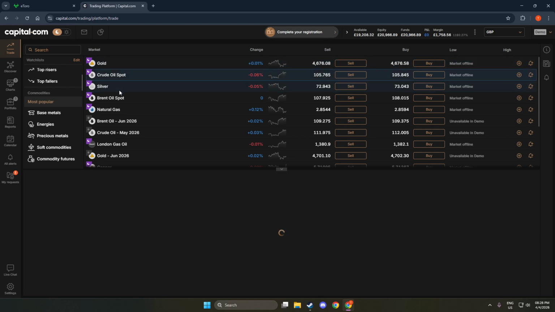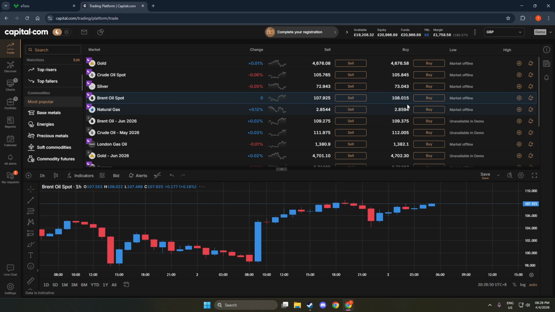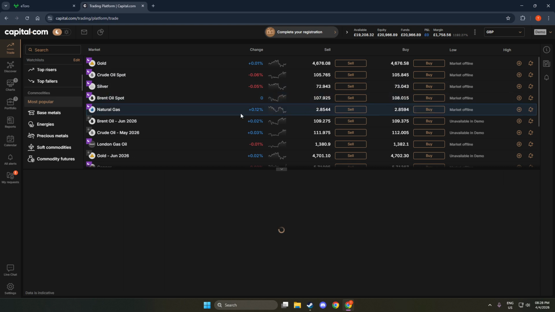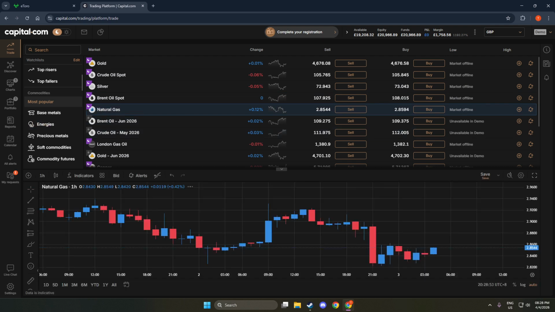Browse or search for the asset you want to trade. This could be a stock, a commodity, a currency pair, or a crypto asset, depending on what's available in your region. Open the trade ticket for that asset. This is the order window where you'll set all the details.